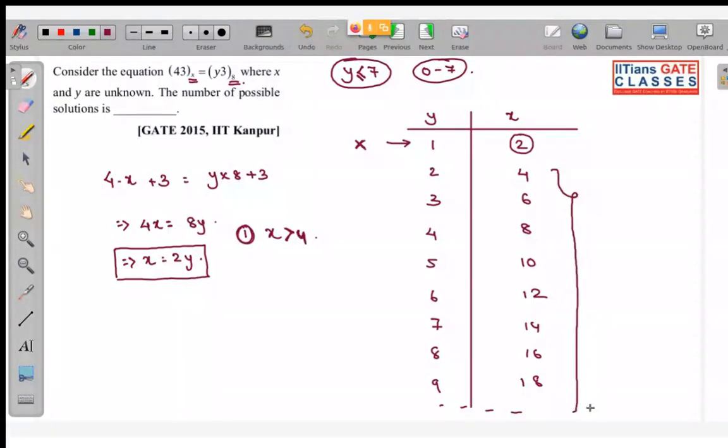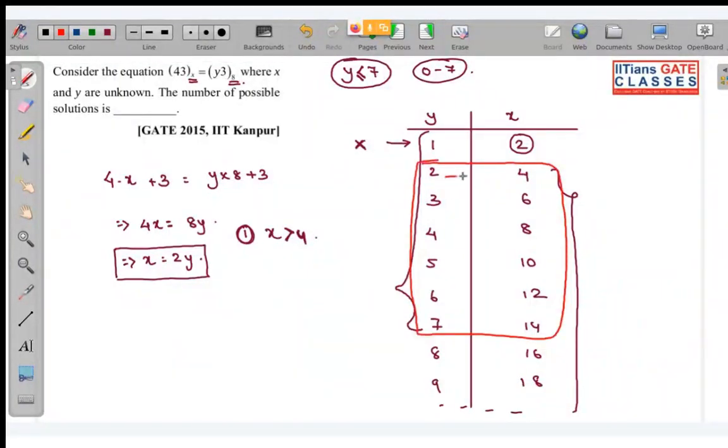So this will go on till infinity. And y needs to be less than or equal to 7, so less than or equal to 7 means all these cases. So the common cases you can see are from here to here. How many cases? 1, 2, 3, 4, 5, 6. So 6 cases.